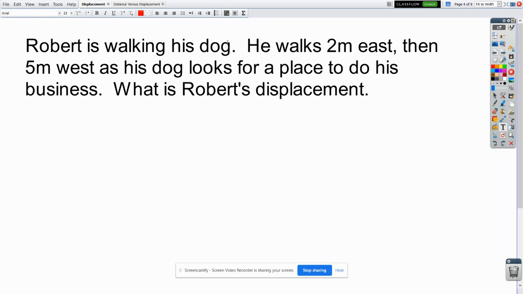Robert's walking his dog. He walks 2 meters east, then 5 meters west, as his dog looks for a place to do his business. What is Robert's displacement? What we have here are components of motion that are in two different directions. We have a component of motion that is 5 meters west and a component of motion that is 2 meters east.